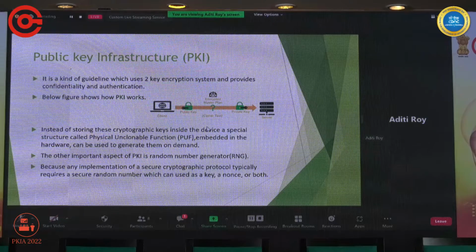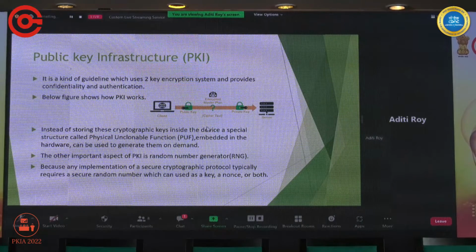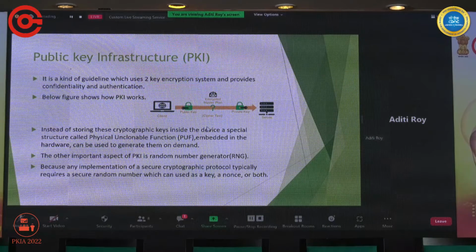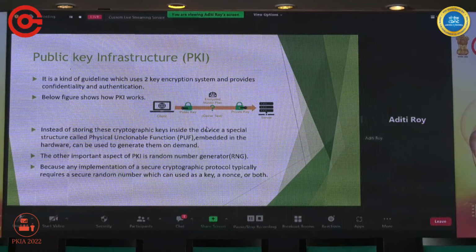So instead of storing this cryptographic key inside these devices, we can have a special hardware structure called a physical unclonable function. It is unclonable because it has no mathematical representation or transformation function. It is a hardware security primitive that uses the manufacturing variations to generate random sequence outputs. So this can be embedded in the hardware and can be used whenever it is needed, on demand. It can generate the outputs.